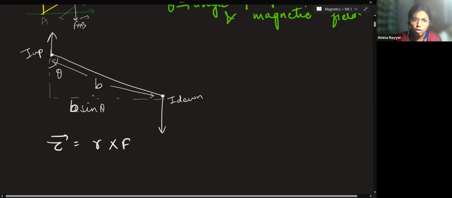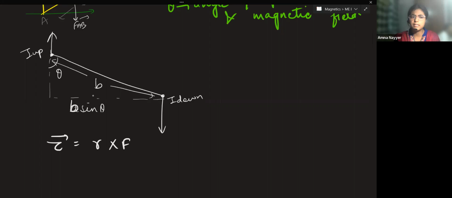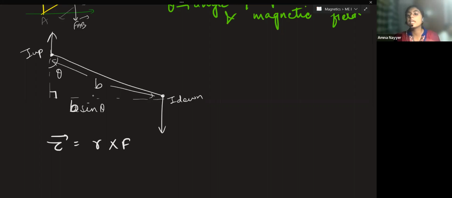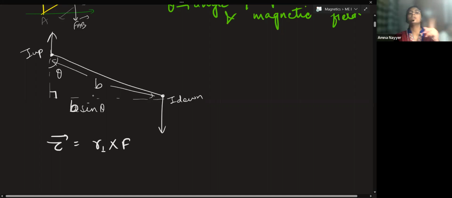Now if I draw a perpendicular from both the sides in the form of a right angle triangle, this part will be B sine theta. Why do I have to draw? Because I want to calculate the torque, and for calculation of torque we require R perpendicular. Torque is always R perpendicular into force.